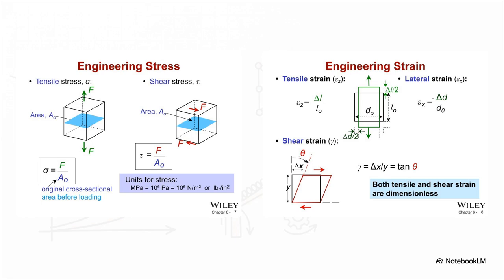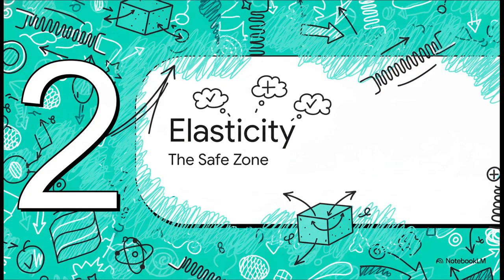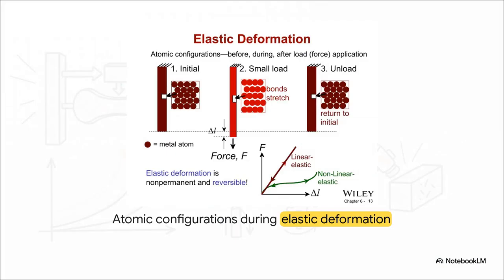So, for tensile strain, it's just the change in length divided by the original length. And since you're dividing length by length, strain is actually a dimensionless parameter. It just tells us proportionally how much the material has stretched. Moving right along to Section 2, Elasticity and Hooke's law. All right, so we've applied a load, but initially we're still in a safe zone.